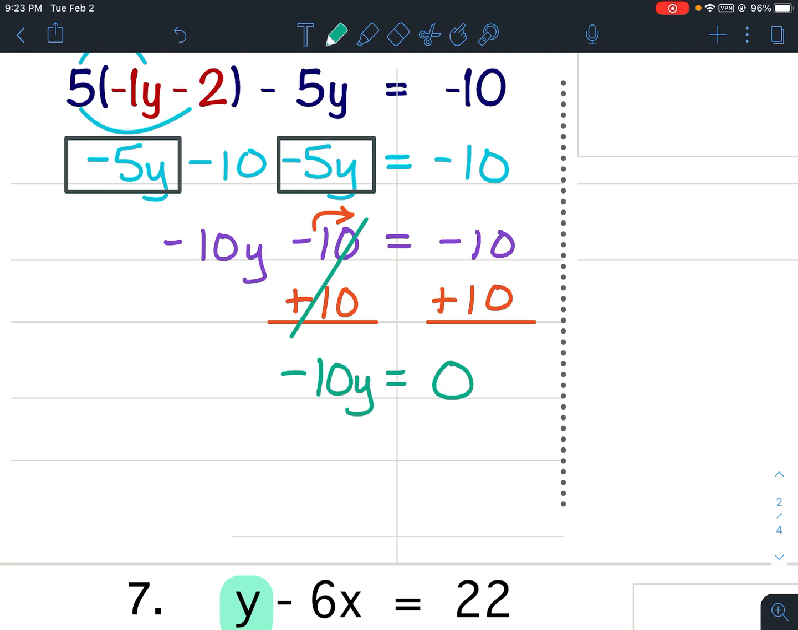Oftentimes, students will stop here and they'll be like, oh, my answer is no solution. But that's not the case. You only have no solution or infinitely many solutions when the variable terms cancel out. And these didn't cancel out, so I need to keep going. Which means I divide both sides by negative 10. They would cancel, and I would have y equals 0 divided by anything is 0.